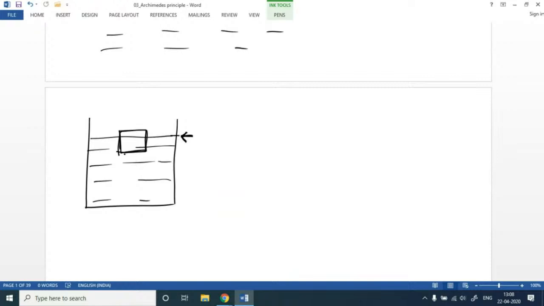So now you see, previously this ice was displacing this much liquid. On this region, there was no water previously. But when the ice melts, the mass of the ice will be equal to the mass of the water that has been created, and that obviously is going to occupy the same volume. So the level of water in the container will not change. So that is another example.